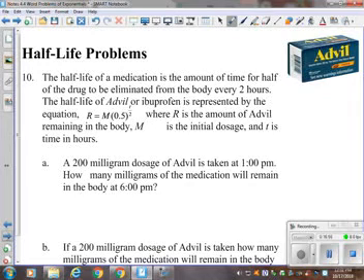And this question, I added something to it that is not on your packet because I realized I must have accidentally deleted part of it when I was cutting and pasting. It's supposed to say from the body every 2 hours. And that's not in your packet.